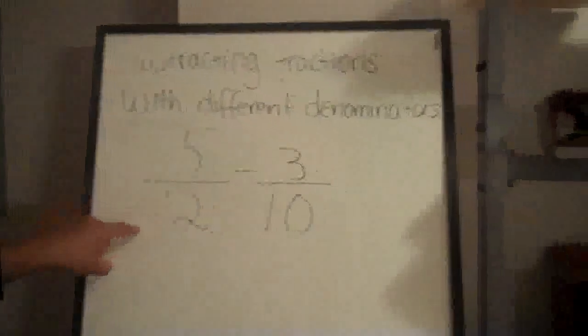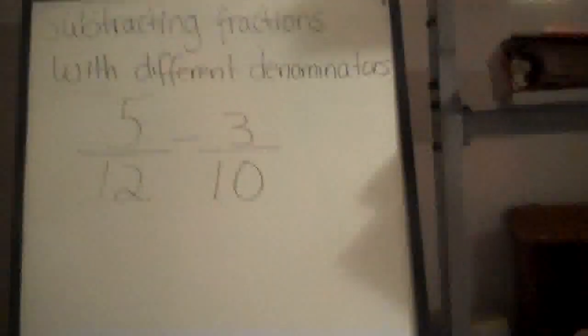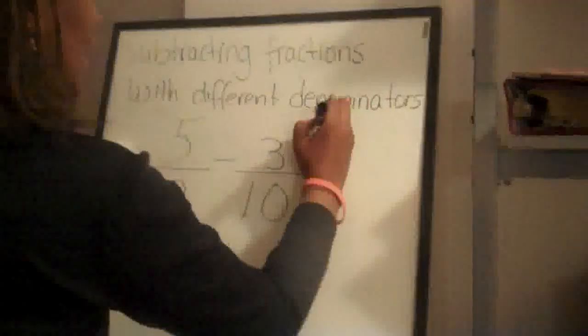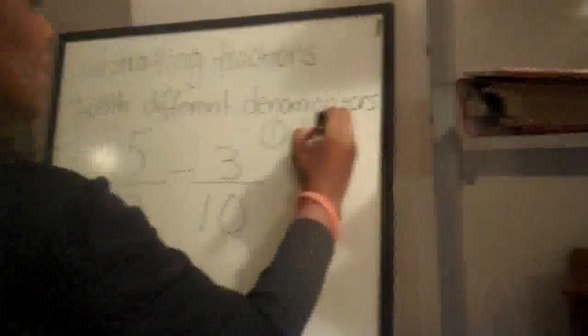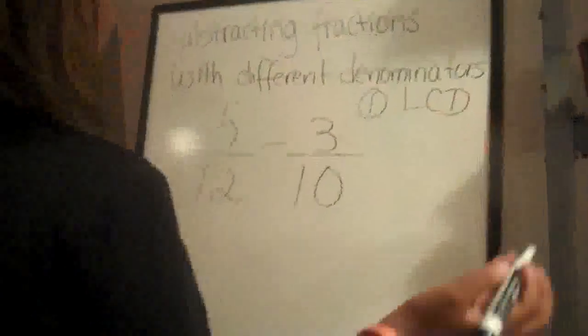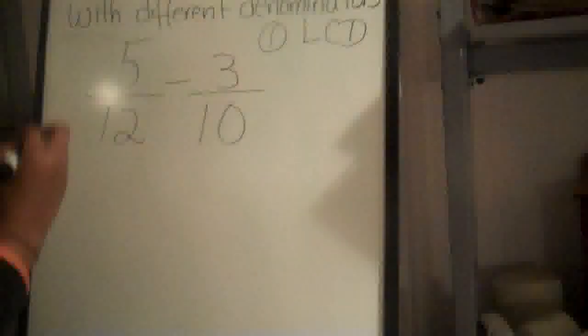Hello class. Today we're going to be subtracting fractions with different denominators. The problem we have is 5 over 12 minus 3 over 10. In a problem like this, the first thing we have to do is find the least common denominator. How do we find the least common denominator?